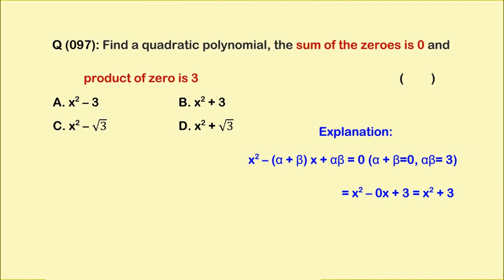So we have the formula to write a quadratic polynomial: x square minus (alpha plus beta) x plus alpha into beta is equal to 0. Given that alpha plus beta is equal to 0 and alpha into beta is equal to 3, if you substitute both the values in the given expression, we will get x square minus 0x plus 3. So the final answer will be x square plus 3.